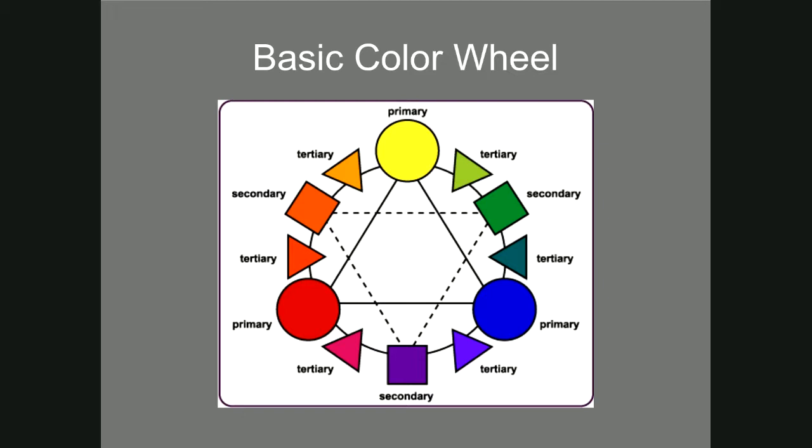And then yellow and red mix to make orange, and then red and blue make purple, and then blue and yellow make green. And so those are what we call the secondary colors, green, orange, and purple. And then those colors between the primary and secondary are made by mixing those two together. And those are what we call the tertiary or the intermediate colors. And they do not have their own unique name.